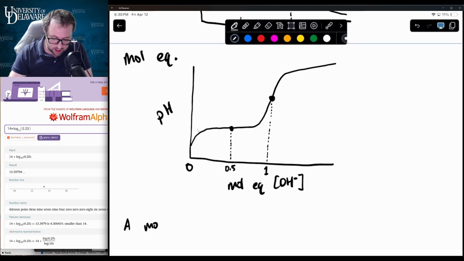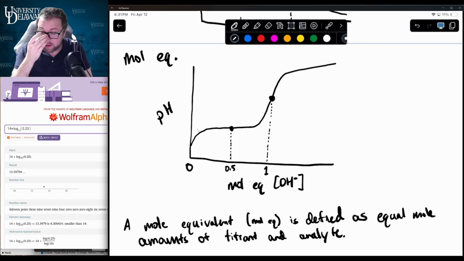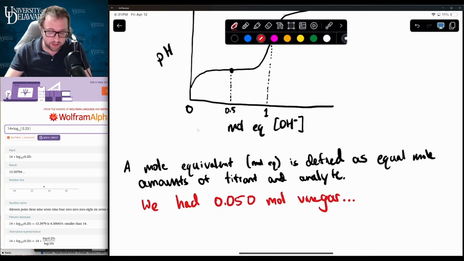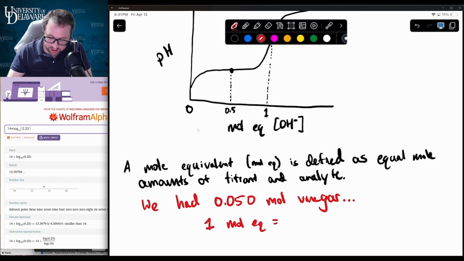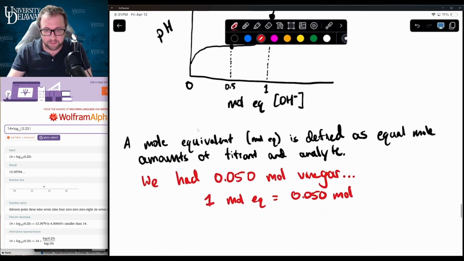And that's because a mole equivalent is defined as equal mole amounts of titrant and analyte. So if you have an absolute system, in our case, we had 0.050 moles of vinegar, right? So that just means 1 mole EQ is equal to 0.050 moles. And that's it. That's all that a mole EQ is. I don't think you're expected to do anything, but if you had to transform your data from, say, moles of OH minus or milliliters of OH minus, you would use that conversion, or rather, this would be your conversion factor.